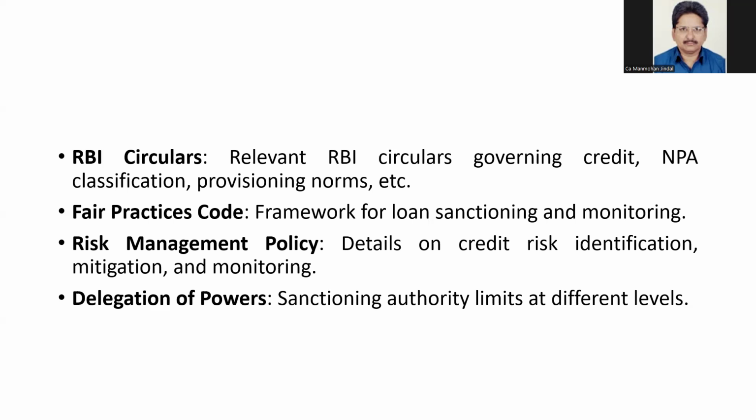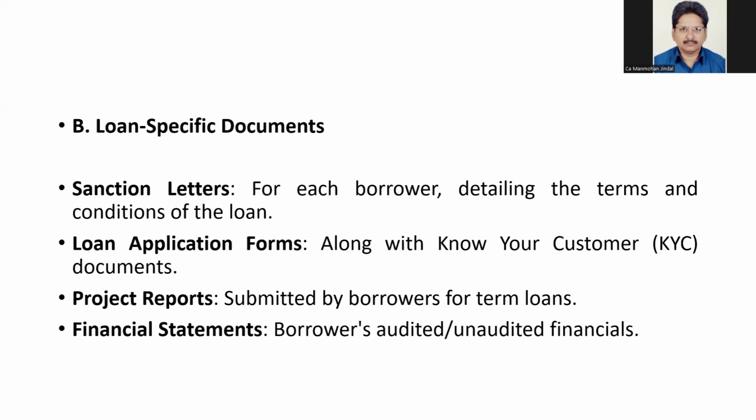But suppose a loan of 1000 crore is sanctioned by the branch manager, then something is doubtful. Might be he is not empowered to sanction a 1000 crore loan at the branch level. So, loan specific documents you should obtain.